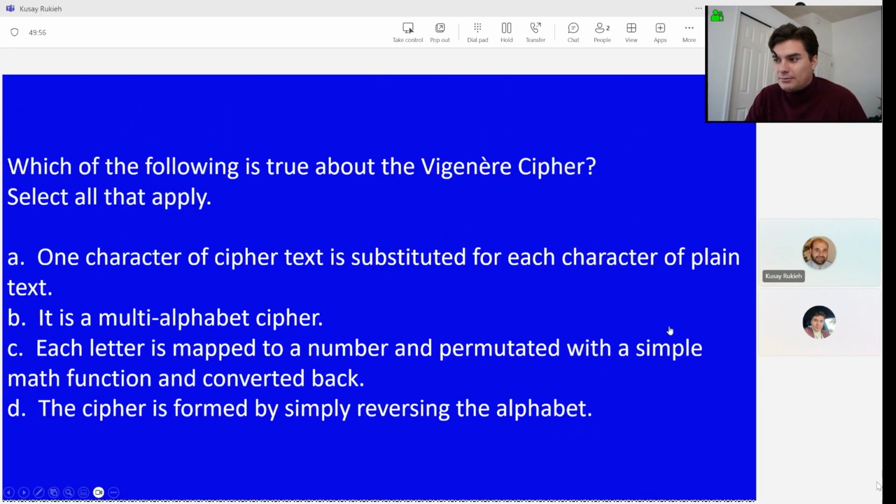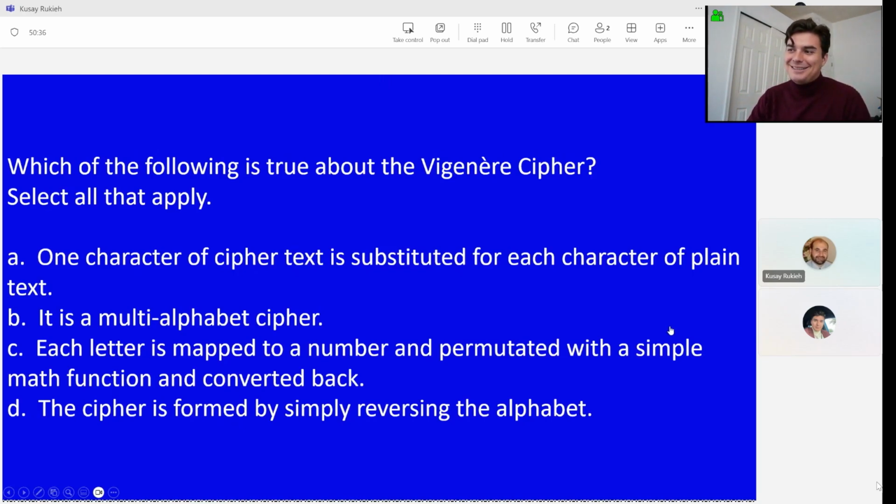Was that one the Vigenere cipher? Let's see here with the Vigenere cipher. It's a multi-alphabet cipher. Oh, I thought there was a whole bunch of characters substituted for each plain text. Yeah, so each letter is mapped to a number, permuted with a simple math function, and converted back. So is it B and C? That's too complicated of an answer, right? It's too fancy. Give me the simplest answer. I need help. B is the only one.